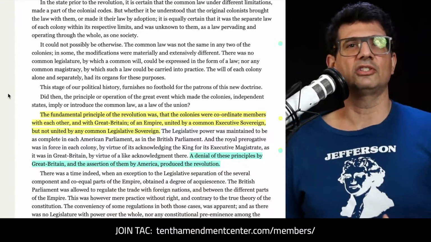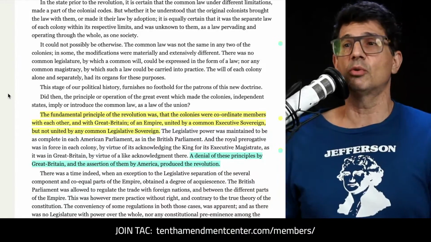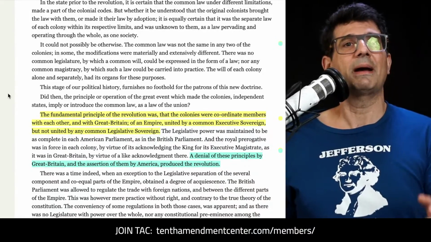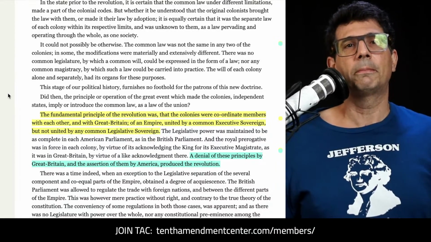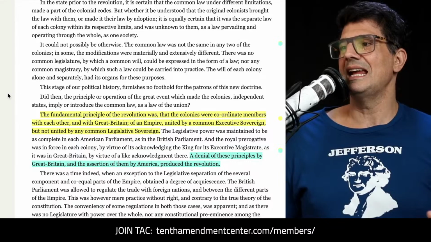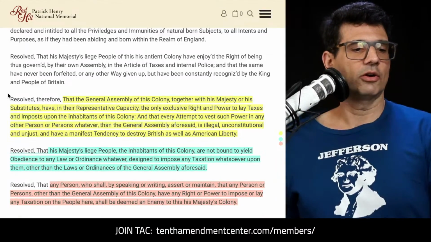So the colonies, according to James Madison, reserved everything else that wasn't of a general nature. Very similar to what he said in Federalist 45 about his proposal for the Constitution, which is the powers delegated by the proposed Constitution to the federal government are few and defined. Those reserved to the states are numerous and indefinite. We see the same principles in the American Revolution.